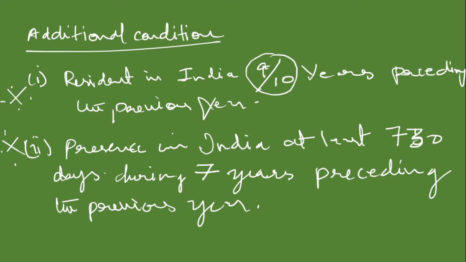There shall be no gap. Now you are 21 and you were in India for 9 years, 10 years back. No, it must be consecutive, preceding the previous year, consecutive years without any break. And present in India for at least 730 days during the 7 years preceding the previous year. So this is exactly the difference between resident and ordinarily resident.